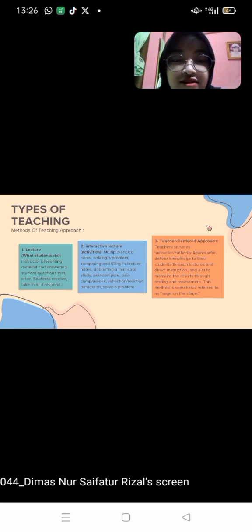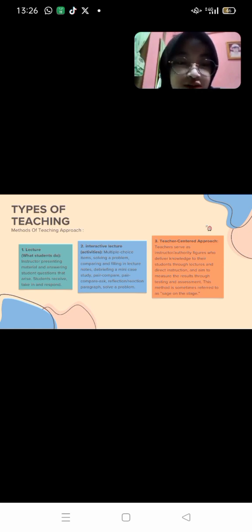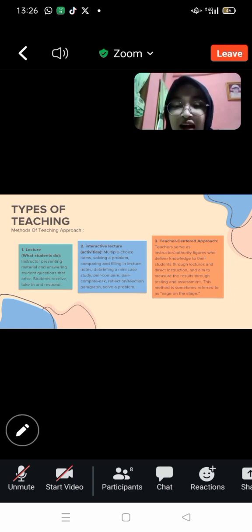Next, teacher-centered approach. Teachers serve as instructors or authority figures who deliver knowledge to their students through lectures and direct instruction, and aim to measure the results through testing and assessment. This method is sometimes referred to as sage on the stage. The next will be read by Intan Aryani, please.